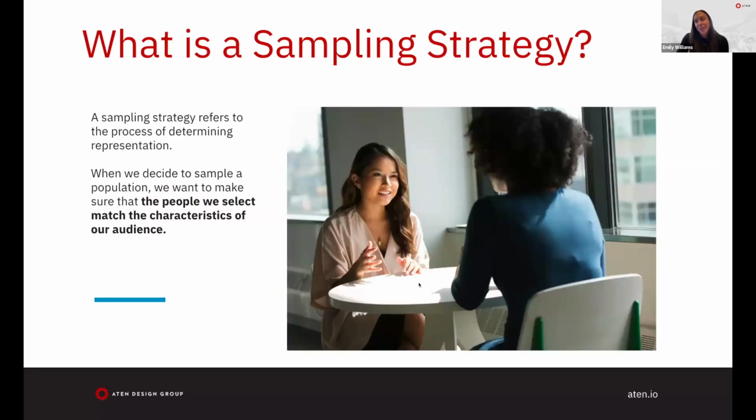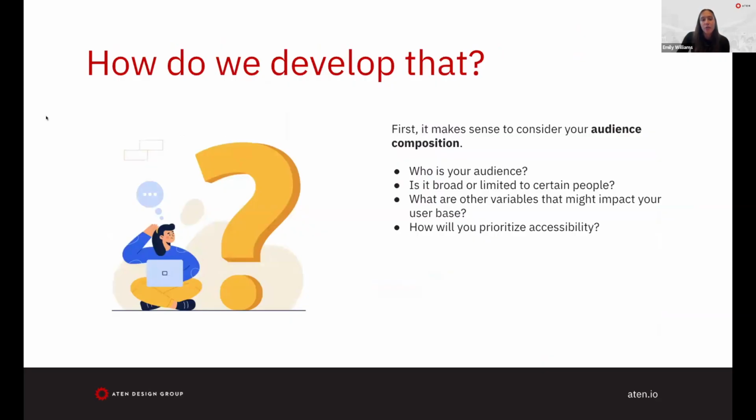And when we draw a sample, typically we need a sampling strategy. A sampling strategy refers to the process of determining representation. When we decide to sample a population, we want to make sure that the people that we talk to represent the characteristics of people that come to our website. So how do we develop that? When we think about drawing a sample and a sampling strategy, we think about a few things. The first thing I like to think about is the audience composition. This is a good exercise in thinking about all of the people who come to your website and all the people who may come to your newly designed website.